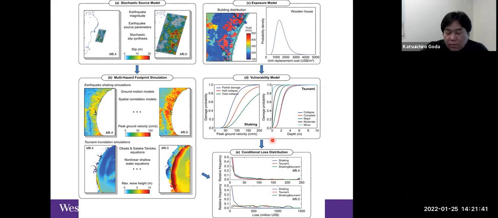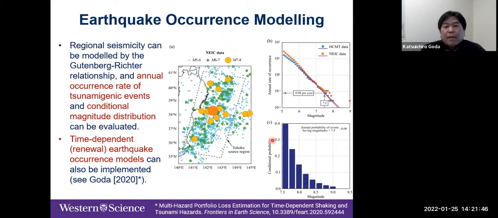exceedance loss curve. And in the previous slide, I didn't explain the earthquake occurrence model because that is not directly related to what I am presenting today. But in fact, in my model, I do have this earthquake occurrence model.